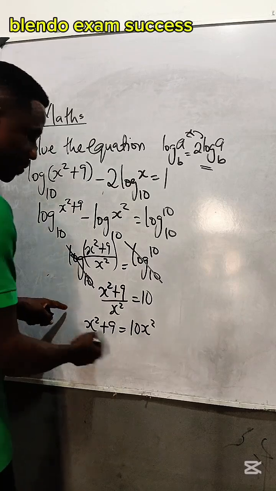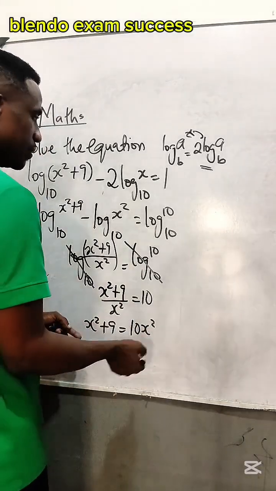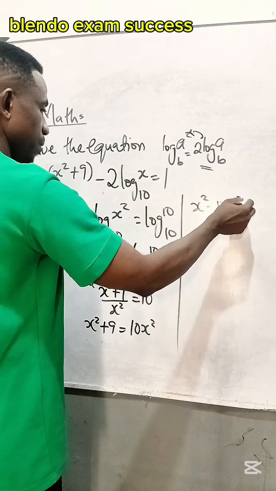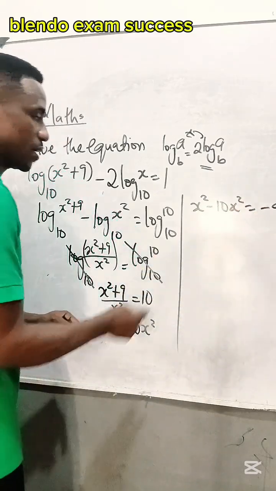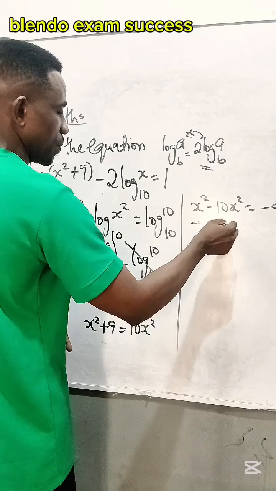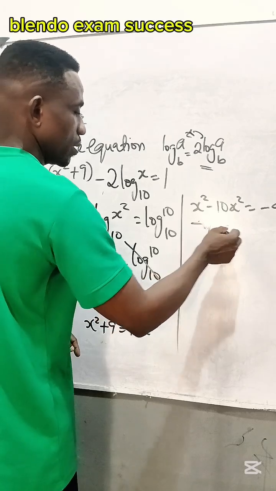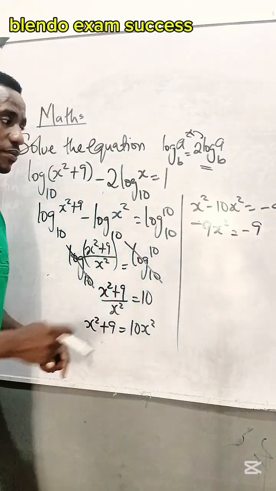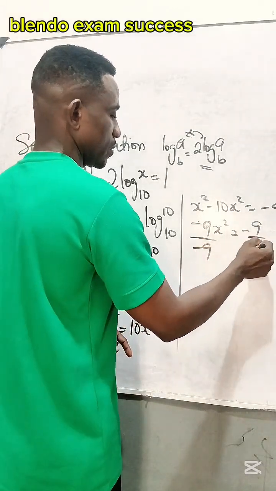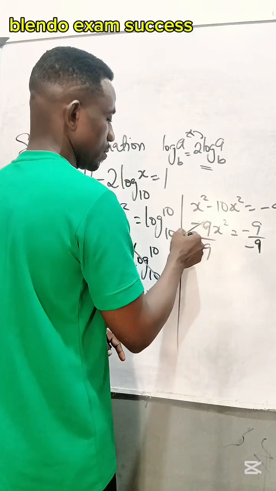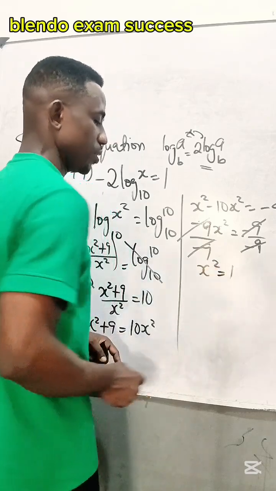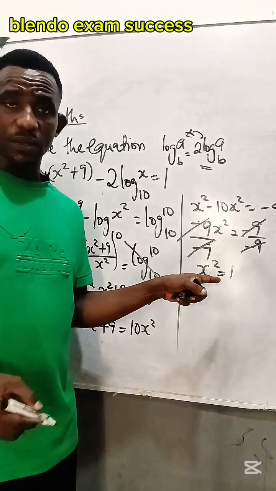Okay? So from here, we can collect like terms and say x squared minus 10x squared is equal to minus 9. So x squared minus 10x squared is minus 9x squared, which is minus 9. Now, we divide both sides by minus 9. This cancels this. This cancels this. We have x squared is equal to 1. This is not our solution.